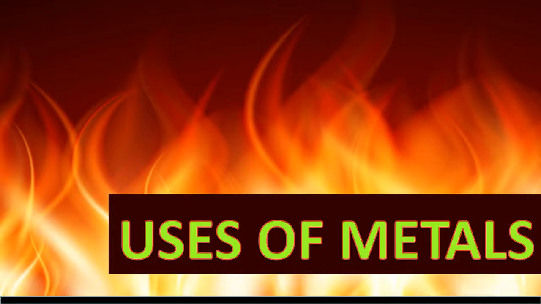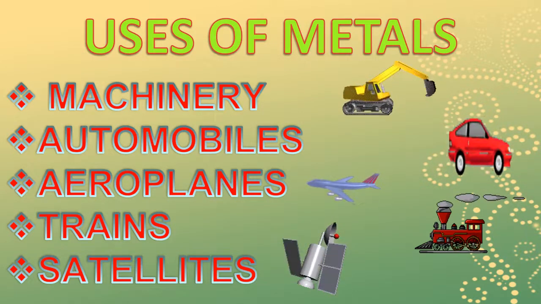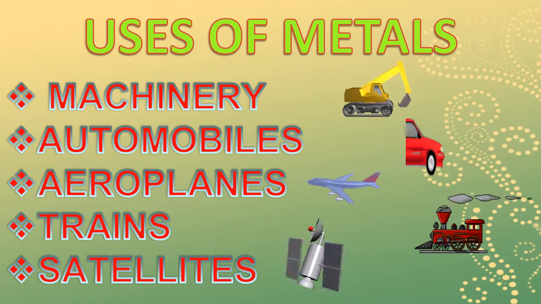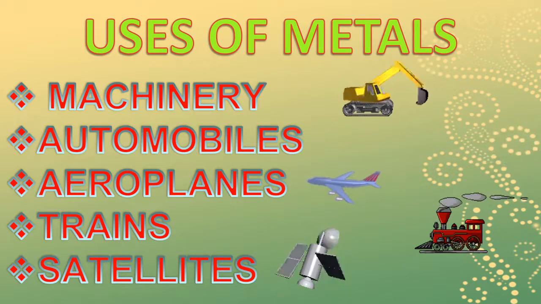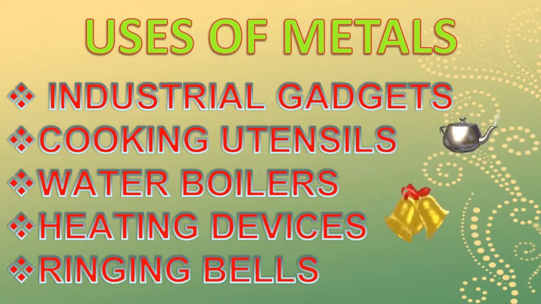Till now, we have learned the physical and chemical properties of metals and non-metals. Now, let's move on to another important topic. What are the uses of these metals and non-metals? As we know that metals are hard in nature, so they are used in making machinery, automobiles, aeroplanes, trains and satellites. They are also used for making industrial gadgets, cooking utensils, water boilers, heating devices and ringing bells.